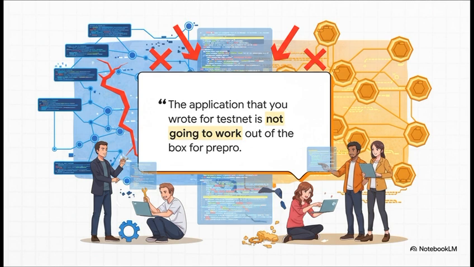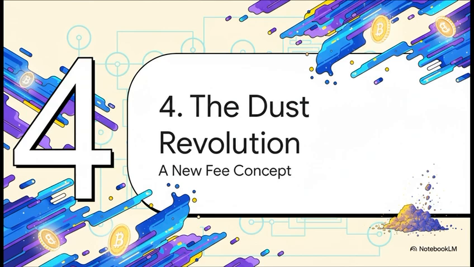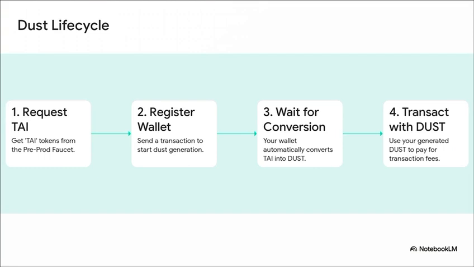Okay, let's move on to one of the biggest new concepts you're going to have to get your head around: the generation and use of dust. This completely changes how you think about and handle transaction fees. Here's how it works now. You don't get your fee tokens directly from the faucet anymore. Instead, you request a new token called tidy. Then, after registering your wallet, it will automatically, and kind of slowly, convert that tidy into dust. And it's the dust that you actually use to pay for transaction fees.